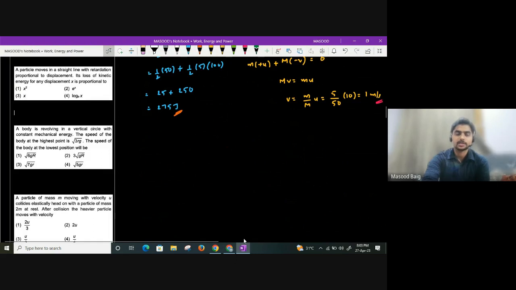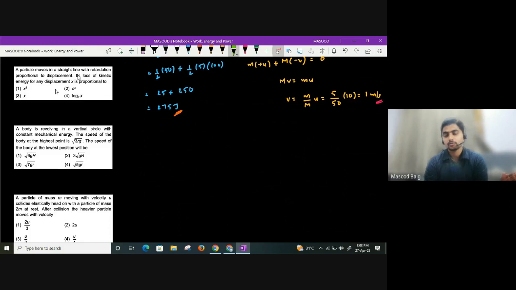A particle moves in a straight line with retardation proportional to displacement. Its loss of kinetic energy for any displacement x, they are asking, guys. So what is given to us in this question? Very important, guys: the particle is moving in a straight line with some retardation proportional to displacement. So I can write here, a will be proportional to minus x. They're asking the loss in kinetic energy for any displacement x is proportional to. If you remove the proportionality sign, I'll get it as minus k into x.